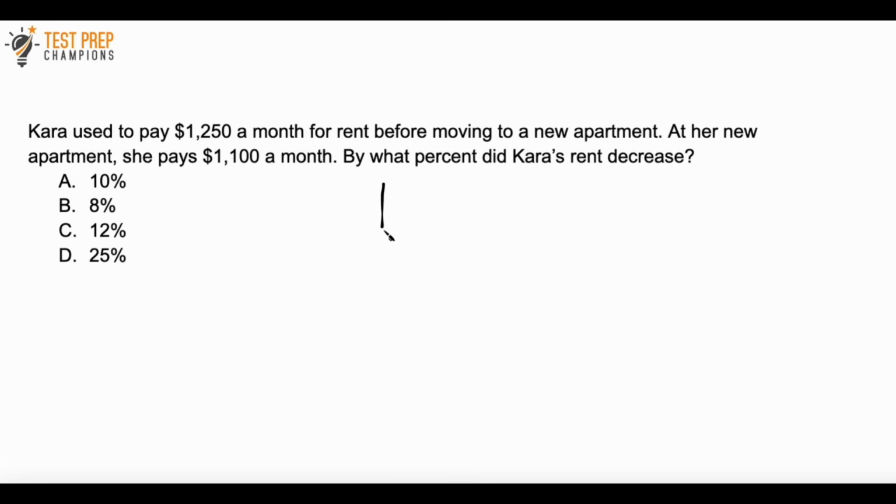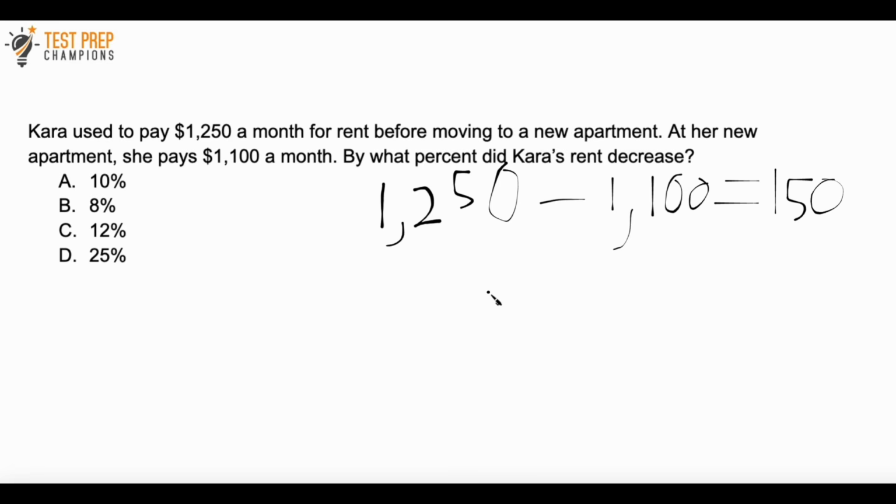Okay, so the way that we solve this question, the first step here is we're going to subtract. So she used to pay $1,250 a month, and we're going to subtract 1,100 from this, and that gives us 150. So the final step after this to finish us out is we're going to take that 150, which we got by subtracting the difference. So the difference between what she used to pay and what she pays now is $150, and we're going to do 150 divided by 1,250. Now, in a calculator, this will give you 0.12, which is 12%.